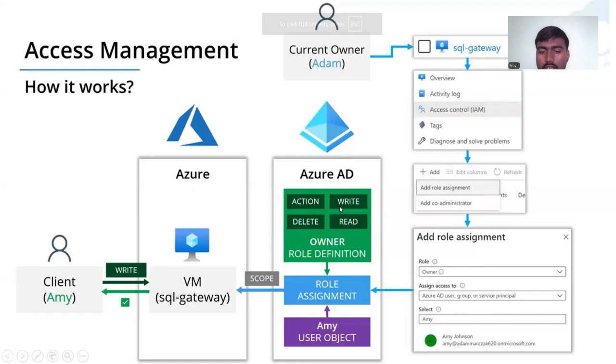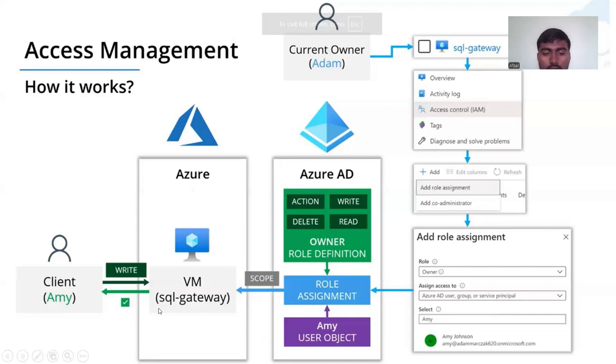As you can see, action, write, delete, and read. So the owner role, what are the roles the owner can do, and which are the objects; say Amy is an object, something like that. If you have created another role, let's say another client wants to access it. Let's say I'm adding another owner called John. Then there will be another object called John which will be assigned the role.